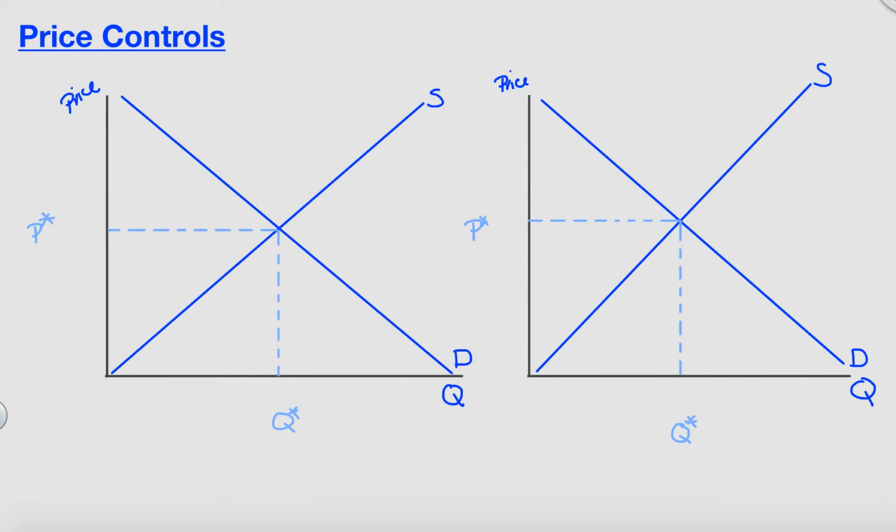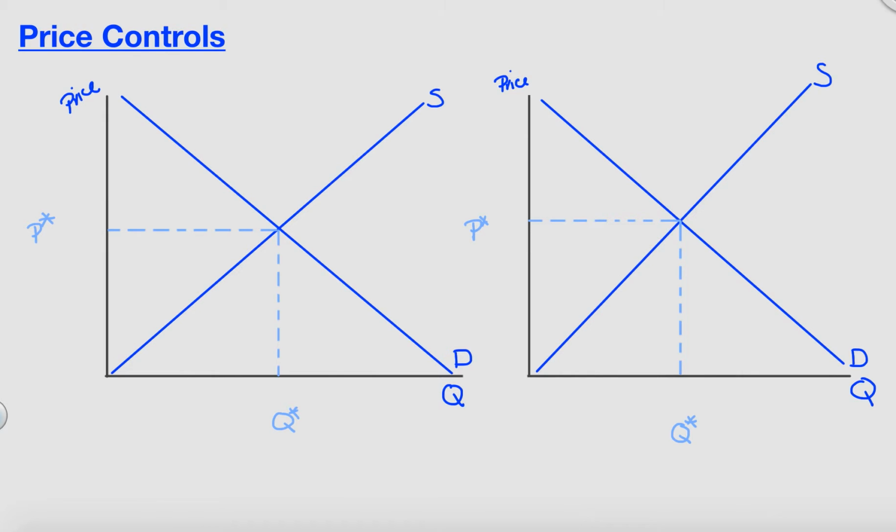Okay, in this video we're going to look at price control. So this is just going to be a quick intro and we'll go into each of these in a little bit greater detail, but I just want to put the two different ways that the government can regulate prices side by side so that you guys can see very easily which one is the price floor and which one is the price ceiling.